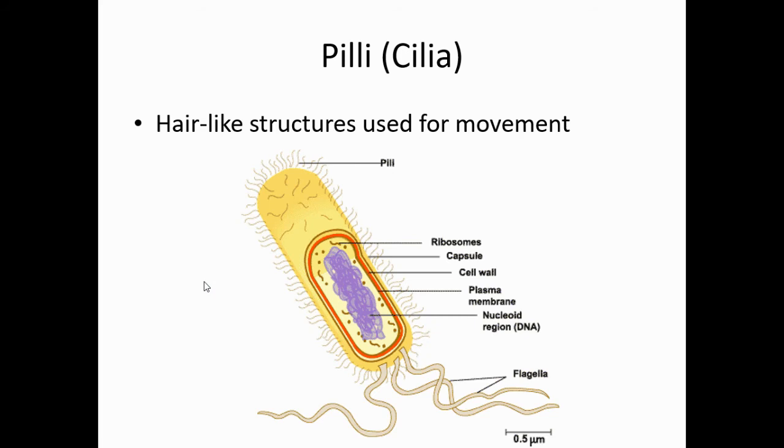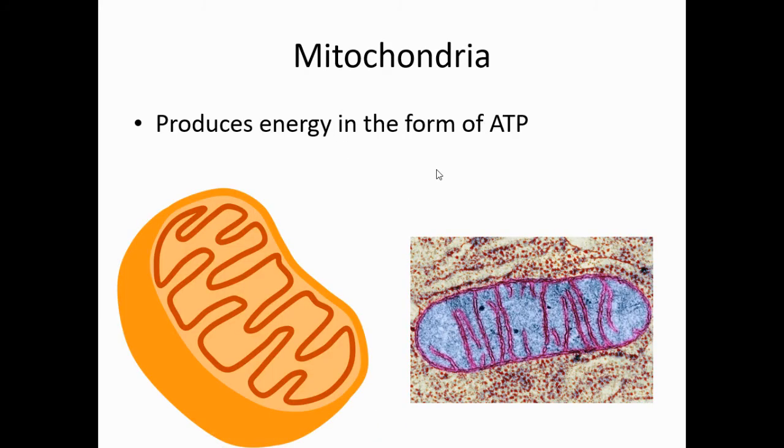Pili, similar to a flagella, they're hair-like structures that are also used for movement. Think of like a thousand-legger. Pili are going to be all around the outside of the cell. So flagella normally come off of one end. Pili are much smaller than the flagella.